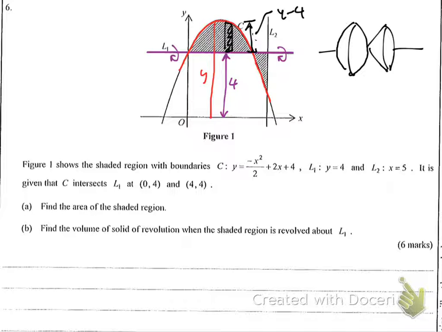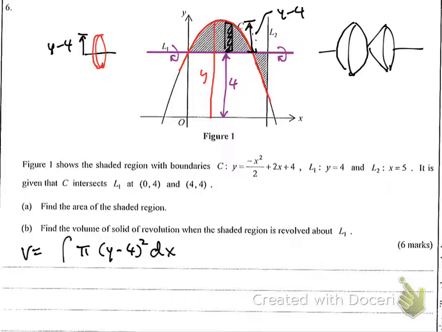So for each of these disks, if you do the rotation, you have a disk. Alright, the radius of this disk is not y but y minus 4. So the volume should be pi times (y minus 4) squared dx. We integrate from the smallest x, which is 0, to the largest x, which is 5. There's no need to partition because it is squared, y minus 4 squared.